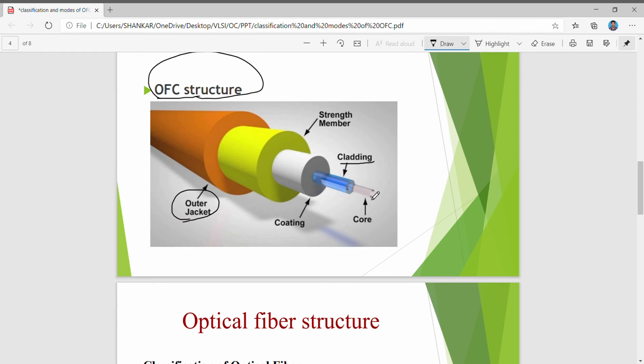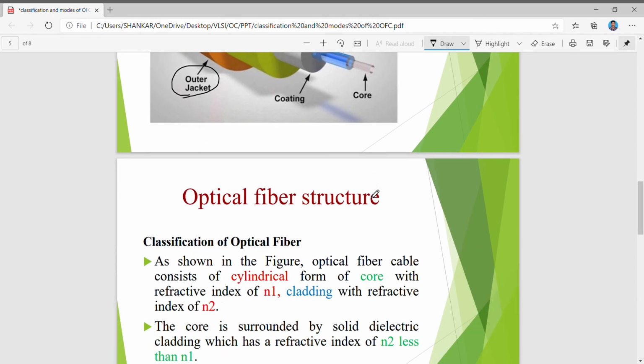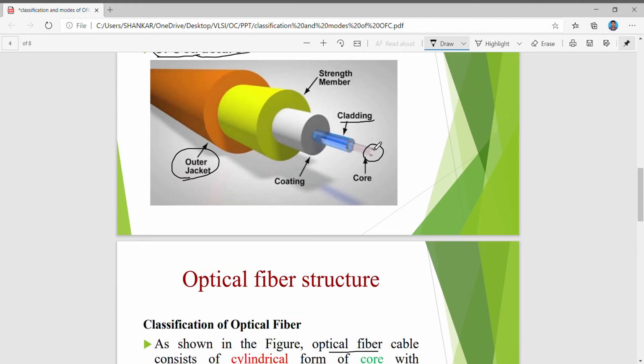Inside, the core, which is in cylindrical form, is generally made up of pure silica material. As shown in the figure, the optical fiber cable consists of a cylindrical core with refractive index n1. So the core has the refractive index, which is represented as n1.